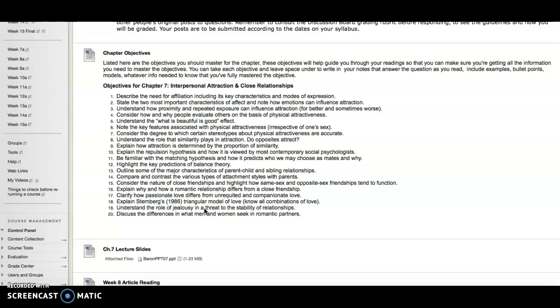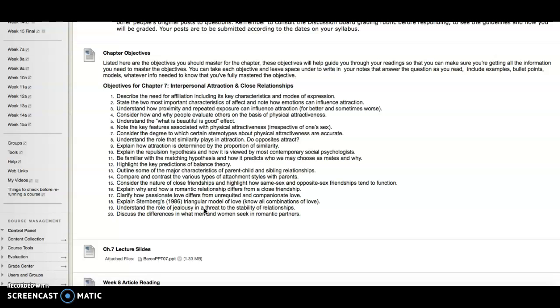And then we'll start to verge a little bit and look at how romantic relationship differs from close friendships. And we'll dig a little deeper into the types of love. We'll look at Sternberg's triangular model of love, and he proposes various combinations of love and what you get from them. So like passionate love, unrequited love, and companionate love. We'll look at what's the healthiest of those combinations and what those would include.